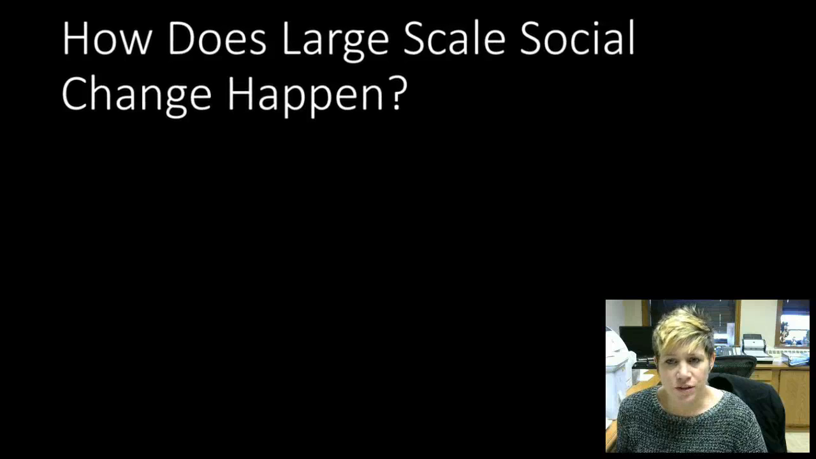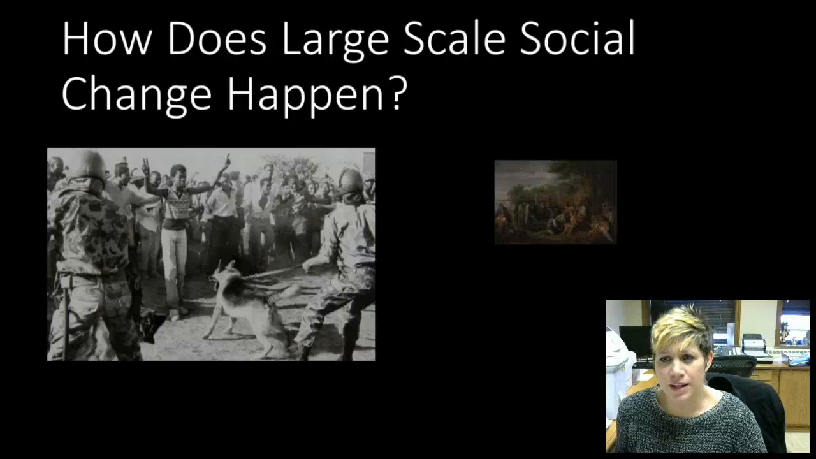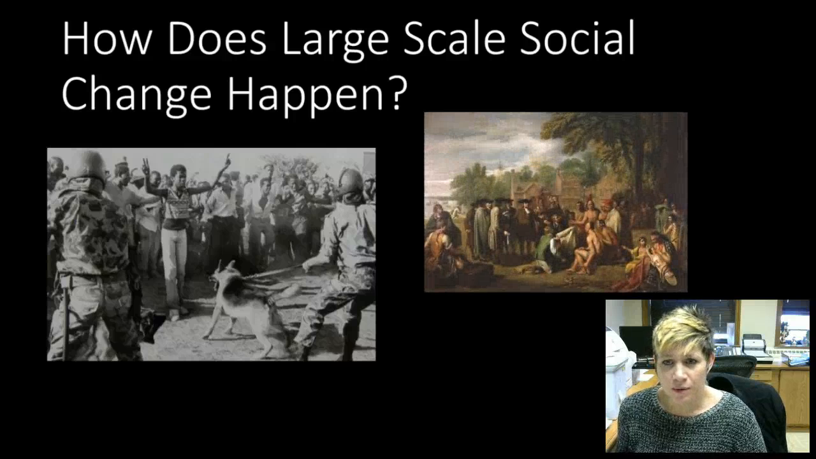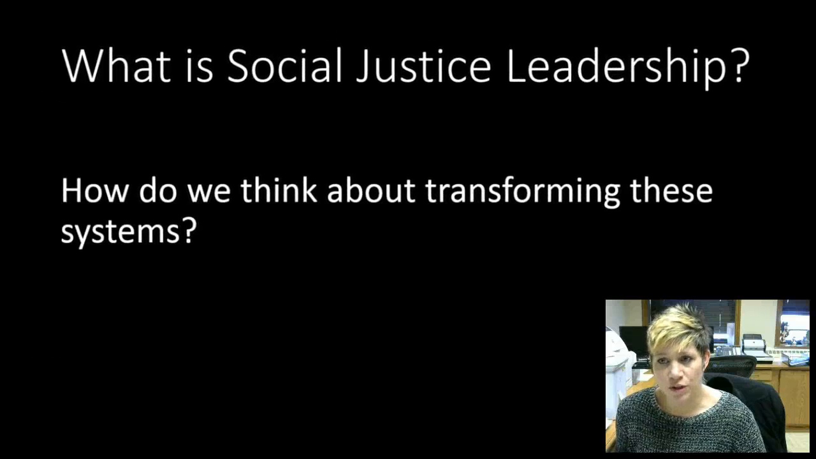How does large-scale social change happen? When we think of large scale, we think of apartheid, we think of colonialism, we think of segregation, and how all of those changed. What is social justice leadership? How do we think about transforming these systems?